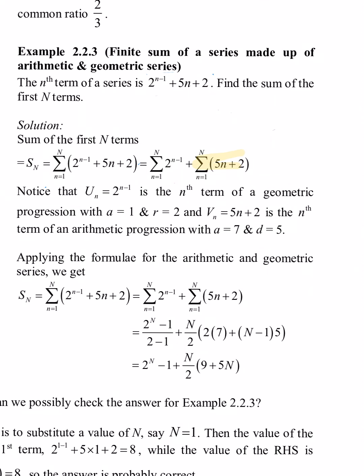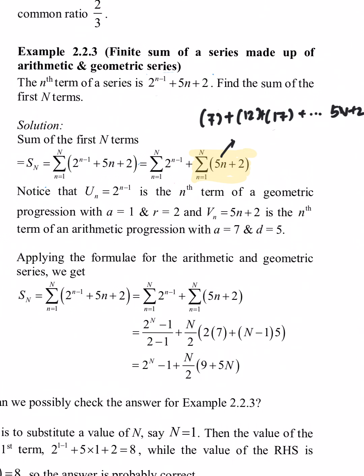Now we look at this part, shaded in yellow. Again, if you can't see directly, it will be helpful to expand out the terms. So the first term is 5 times 1 plus 2, which is 7. The second term is 12. The next term is 17, and so forth, until the last term is 5n plus 2.